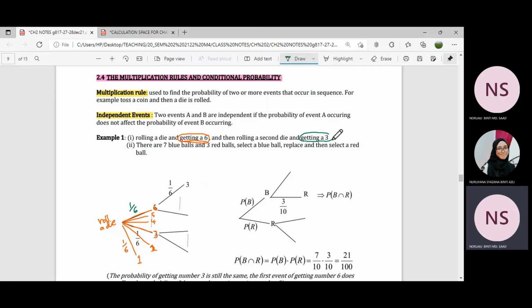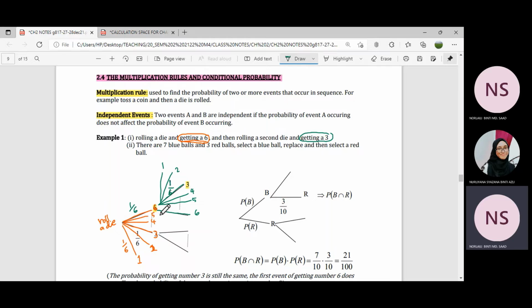So we have 1 over 6 on this branch, and then we roll a second die and get a number 3. Let's say we proceed with this one. This is number 3. We can also get number 4, number 5, number 6 here, and before that we can get number 1 and number 2. But here we focus on getting number 3, and just now we got number 6. So the probability of getting number 3 here is 1 over 6.